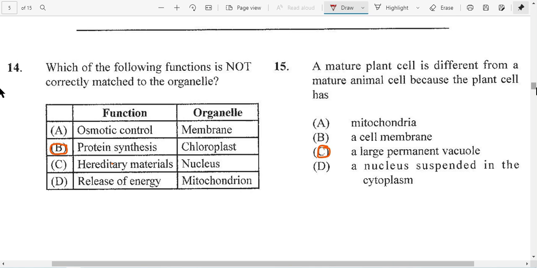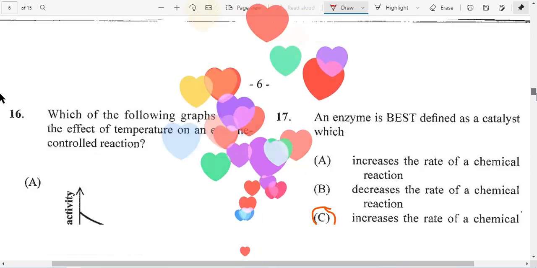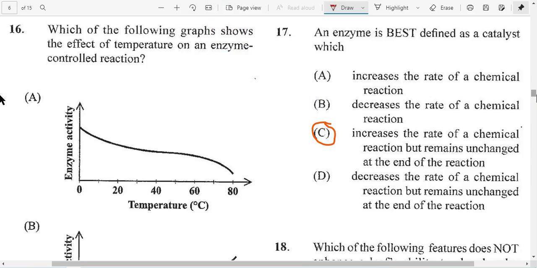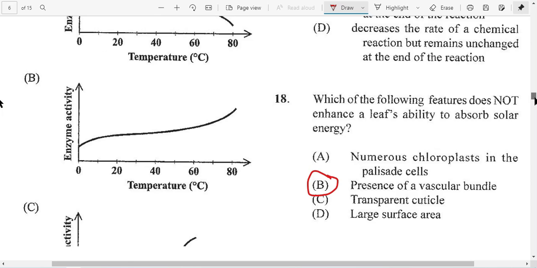And we move on down to question number 16. And it reads, which of the following graphs shows the effect of temperature on an enzyme-controlled reaction? Remember that enzymes are not animals. It is actually a chemical. No, E could never be the answer because enzymes are denatured by high temperature. They work best around somewhere about 37 degrees Celsius, and of course they will fall off as the temperature continues to increase. B could never be the answer.